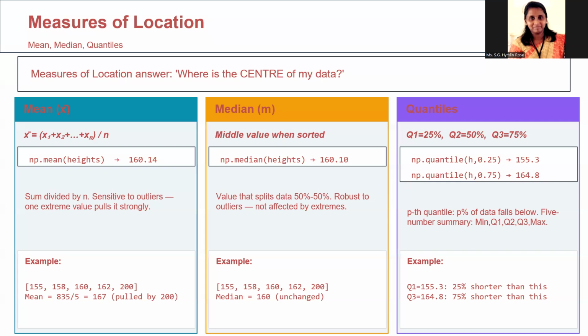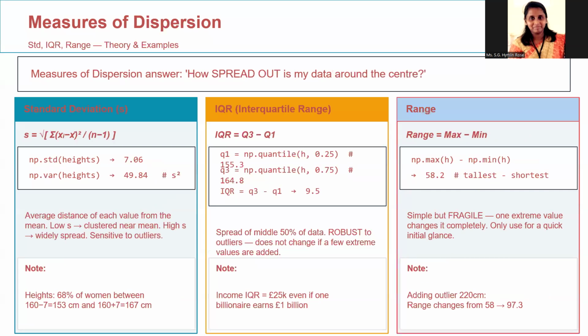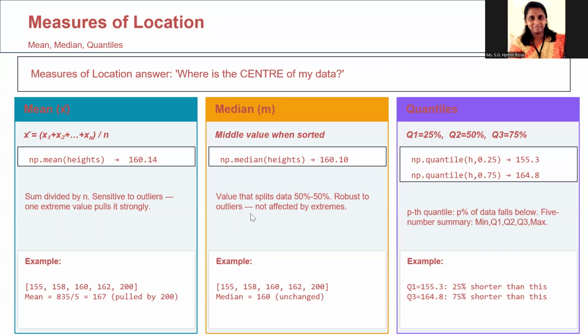It is actually represented by a 5-number summary. What is that 5-number summary? We can say it is the minimum, Q1, Q2, that is the median, Q3, then the maximum. All those things together provide a 5-number summary here. That is nothing but the measures of location.